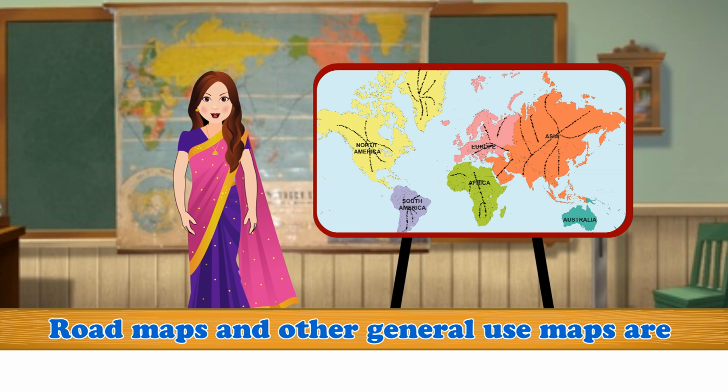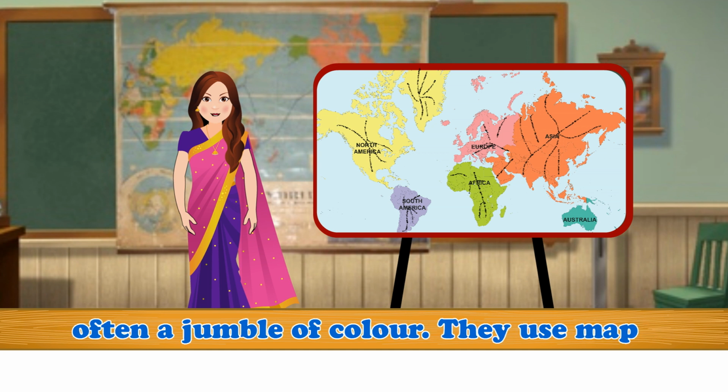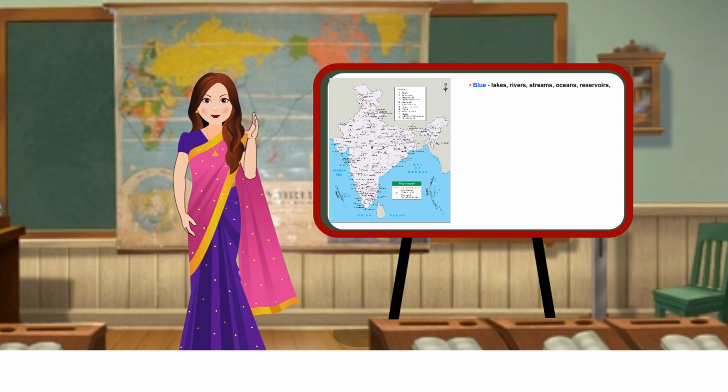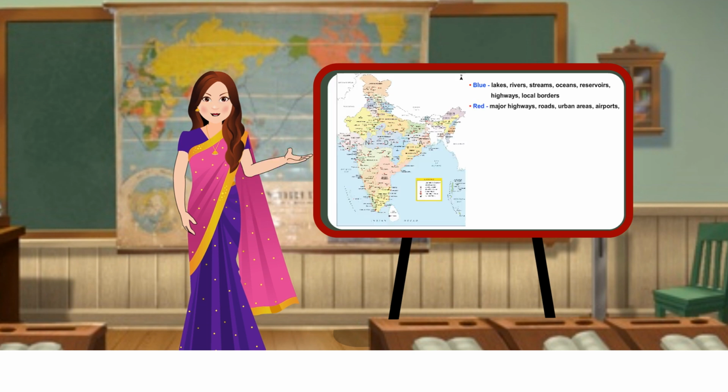Road maps and other general use maps are often a jumble of color. They use map colors in a variety of ways: blue, lakes, rivers, streams, oceans, reservoirs, highways, local borders; red, major highways, roads, urban areas, airports, special interest sites, military sites, place names, buildings, borders.